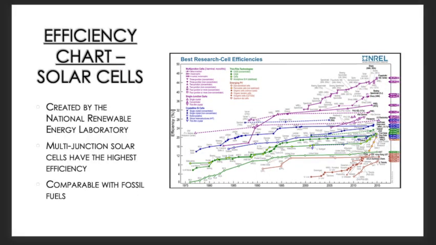The efficiency chart for solar cells. It is created by the National Renewable Energy Laboratory, which is also within the article. The multi-junction solar cells have the highest efficiency, and it is comparable with fossil fuels.